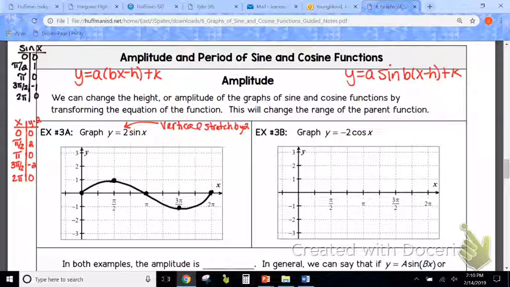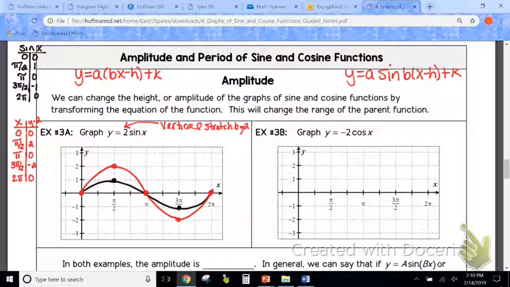And now I'm going to graph the new one. And after you graph it, check it. Does it look like we vertically stretched it? So does it look like I took it from the top and the bottom and I stretched it apart? Yes, it does. So therefore, we're probably good on that.